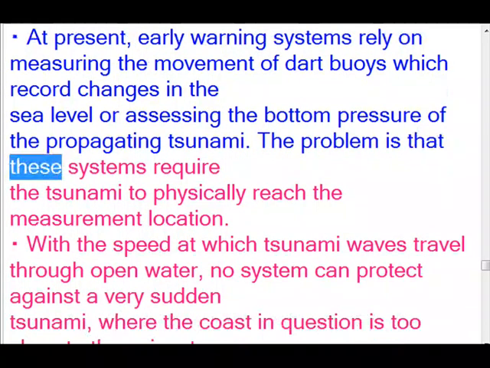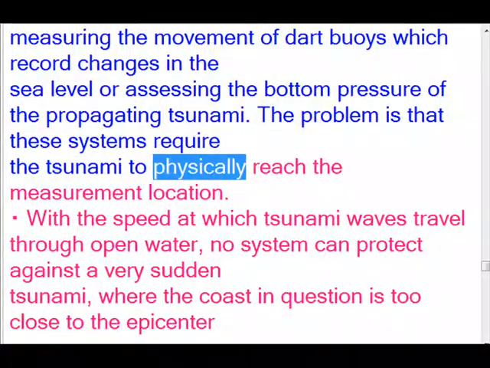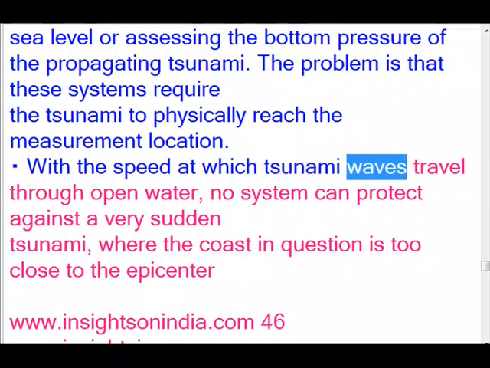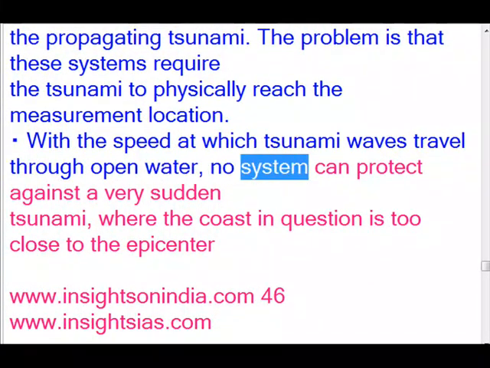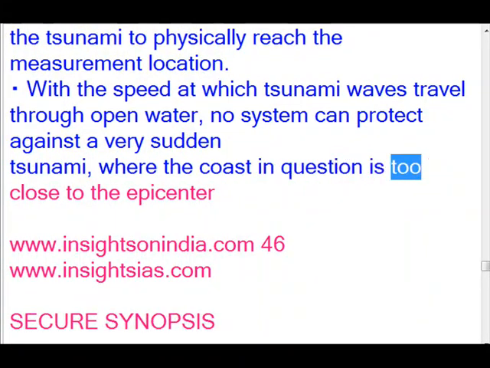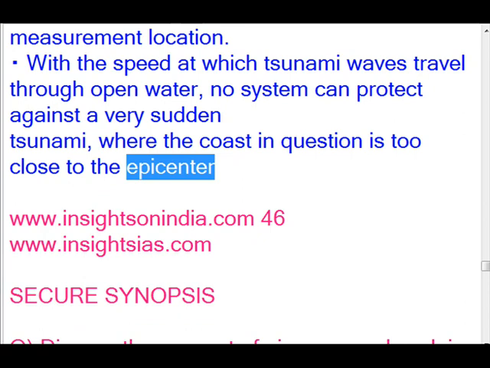The problem is that these systems require the tsunami to physically reach the measurement location. With the speed at which tsunami waves travel through open water, no system can protect against a very sudden tsunami, where the coast in question is too close to the epicenter.